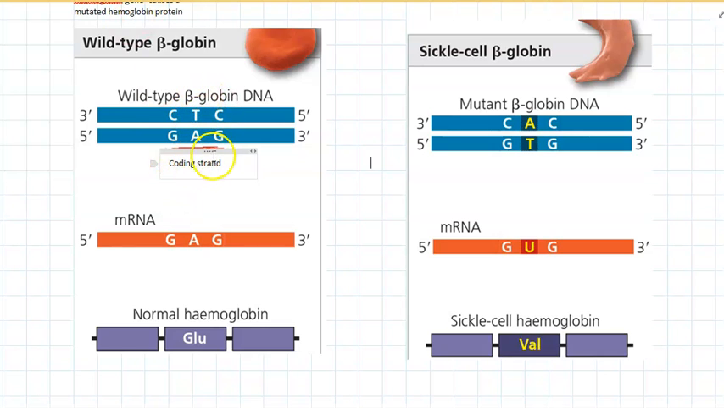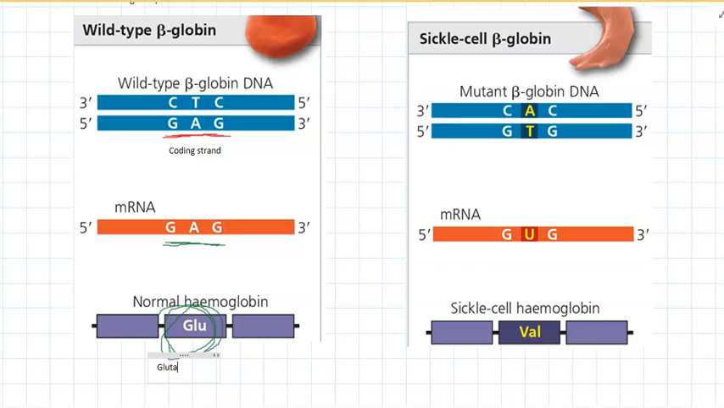So there should be a GAG on the coding strand, and that means on the mRNA it should be GAG. And then on the hemoglobin protein, this is the correct amino acid that should be placed here. And GLU stands for glutamic acid. It's just one of the 20 amino acids that living things use to build their proteins.